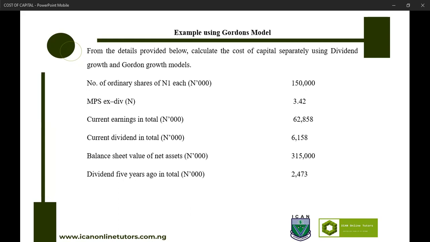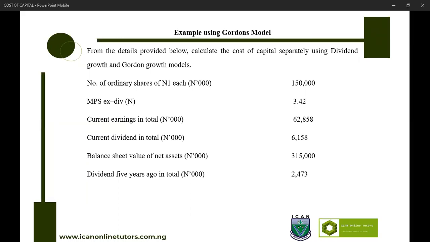So it's either of these two ways. If we are converting our dividend to per share, that means it will align with the market price per share that we're having as 3.42. But if we don't want to make use of dividend per share, we can still make use of the total. But the only thing we also need to change to total will be our market price per share. Do we get that? So it's either of the two ways.